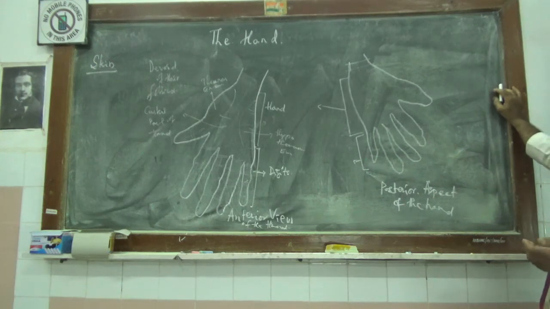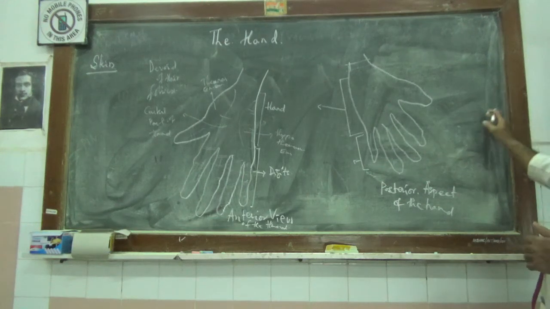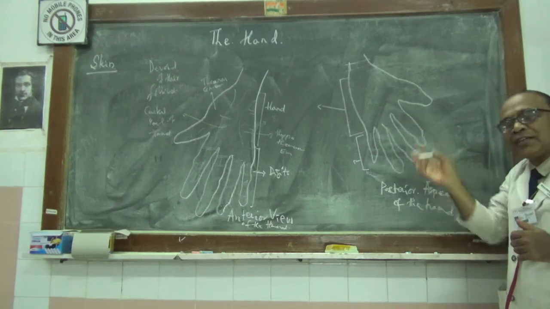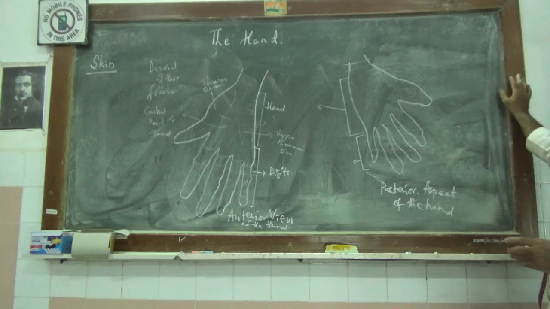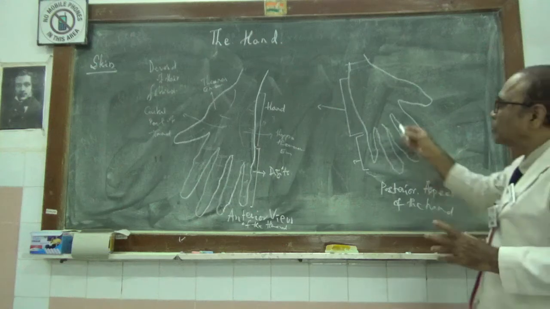Now the skin of the posterior aspect of the hand is very freely moveable. This is because the skin is very loosely attached to the underlying structures. The next structure beneath the skin in the dorsum of the hand contains a rich amount of areolar tissue, and it is not adherent to the underlying fascia, not very tightly adherent. Because of that you get free movement of the skin of the dorsum of the hand.